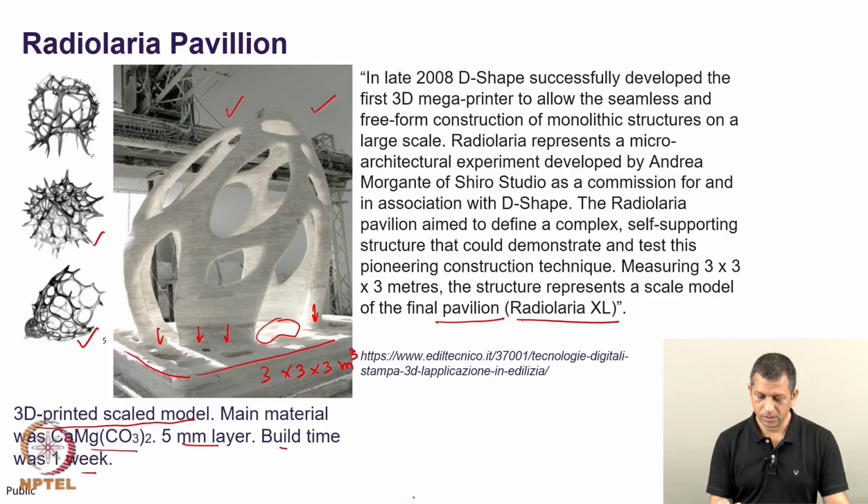This example shows how D-shape printer can be used for creating large monolith structures seamlessly and using a free form construction. This particular assembly was outcome of an experiment which was developed by Andrea Morgante of Shiro Studio in association with D-Shape Corporation, which is the company which made the D-Shape printers available in the market.